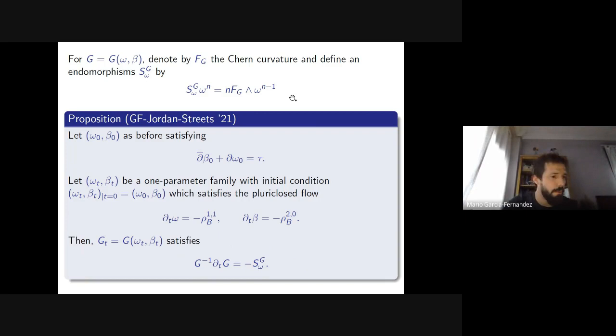So this is a coupled version of Donaldson flow, where the metric itself depends on the metric on the manifold, which is something kind of different from the standard theory. Okay.